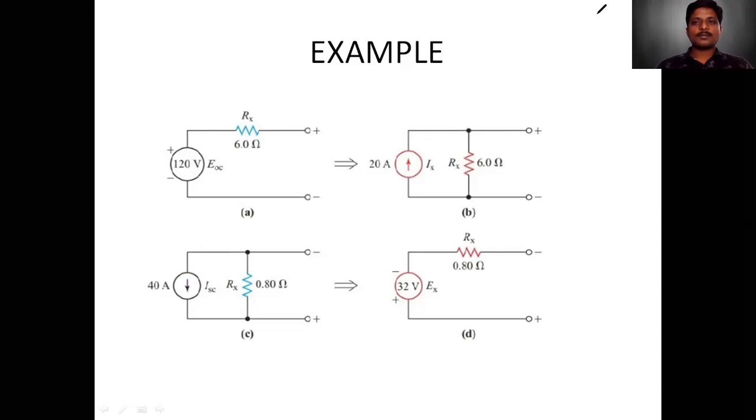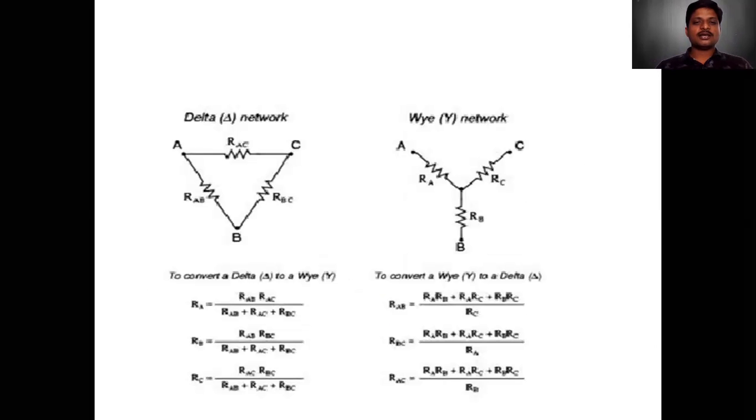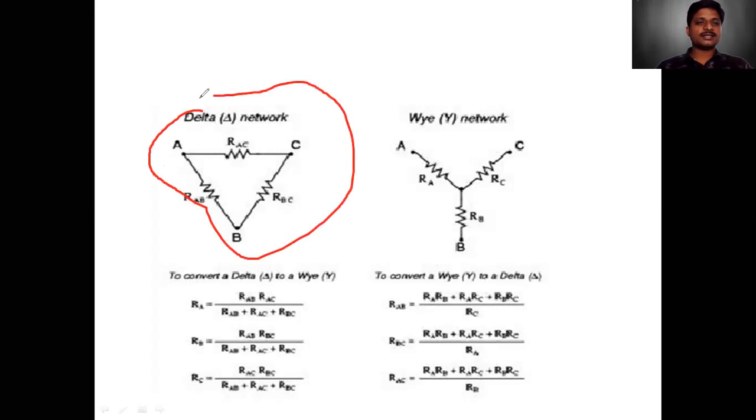Okay. Now we will be looking into the other topic, that is star delta transformation, star to delta or delta to star transformation. So apart from series and parallel connection of networks, we will have different connections. They are called delta connection or pi connection, and star connection or Y connection, or you can say T connection. Okay. So here in this diagram, you can see this is a delta network. It is in the form of delta. Therefore, we call it a delta network.